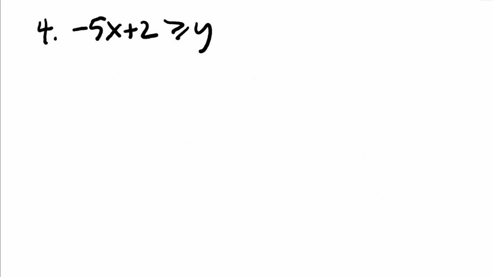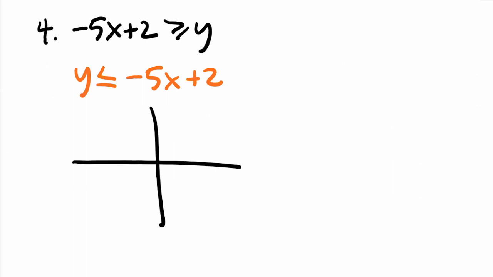Okay, number 4 is kind of like that other one where I'm going to just switch it around so that y is less than or equal to negative 5x plus 2. Still negative 5x plus 2 is the bigger one, so it's the same statement. And I'll draw my axes, and since it's less than or equal to, it'll be a solid line. Negative 5 is a really steep negative slope, so maybe I'll draw it like that.